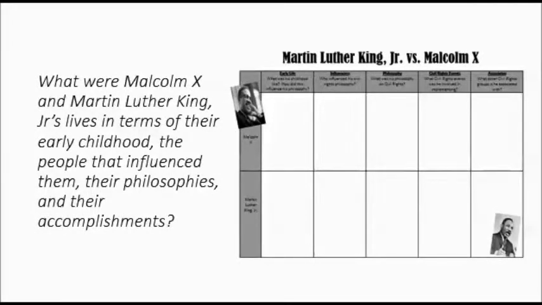And the last one that I want to show you is one that I actually used just yesterday about Martin Luther King Jr. and Malcolm X, and we had the students look at each of the leaders' early lives, the people that influenced them, the philosophy that they have, the civil rights accomplishments that they had, and then any civil rights associates that they had. And again, you can either add the summary column or not.